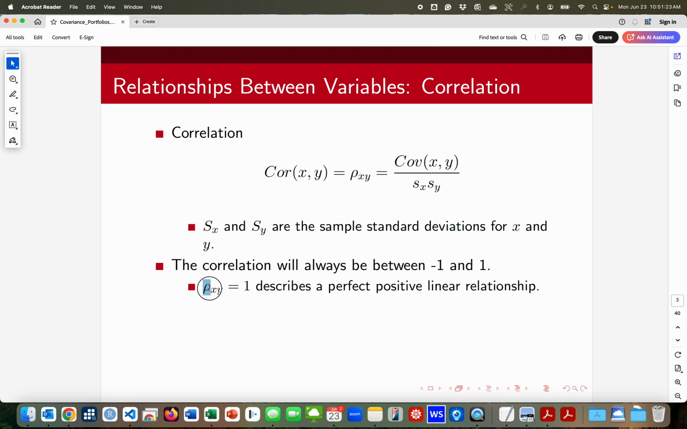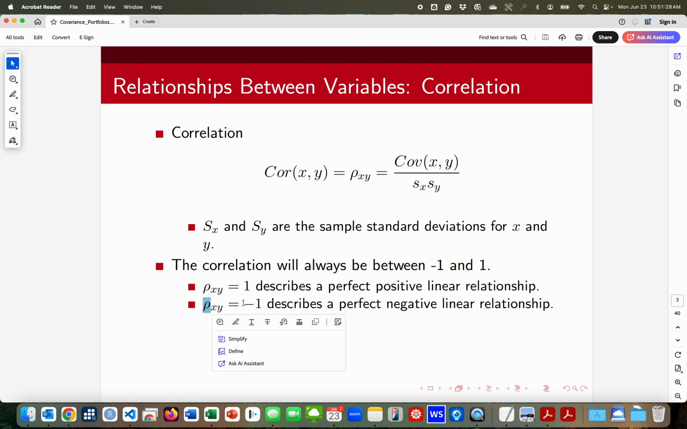So this is rho. It describes a perfect positive relationship when it's 1. If rho is -1, it's a perfect negative relationship. A rho of 0 indicates no linear relationship. So it does not mean that the variables are independent. It just means there's no linear relationship between the two variables.